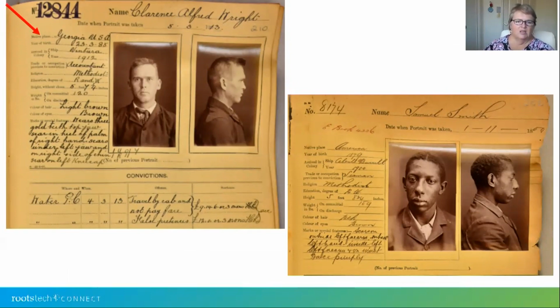You can see he arrived in Australia in 1912. He's Methodist, read and write. He's got height, weight, light brown hair and eyes, and the description also goes on to things about teeth, tattoos, scars, any identifying feature. Now, Clarence's crime was to travel by cab and not pay the fare.